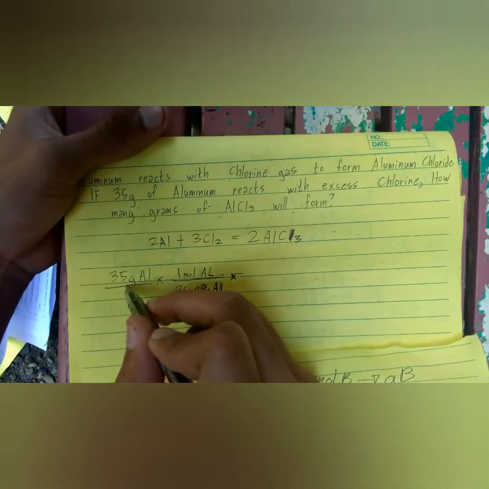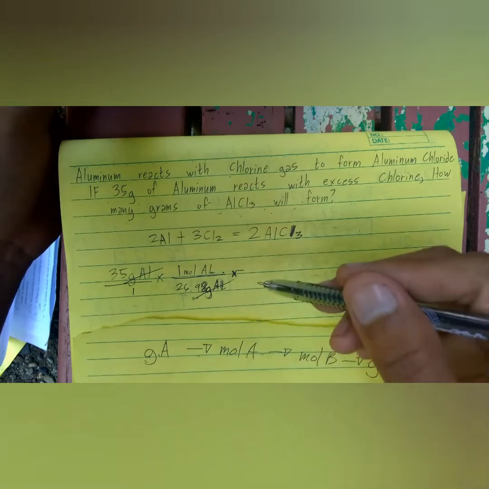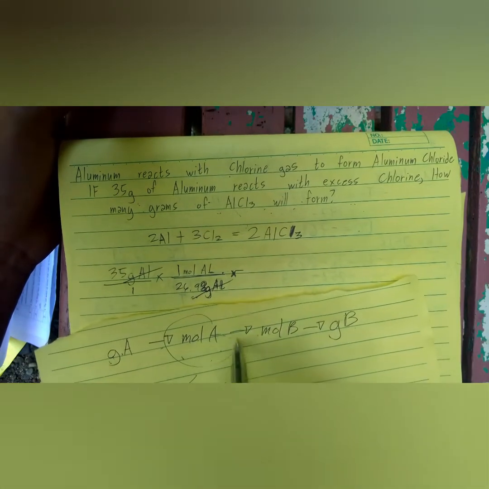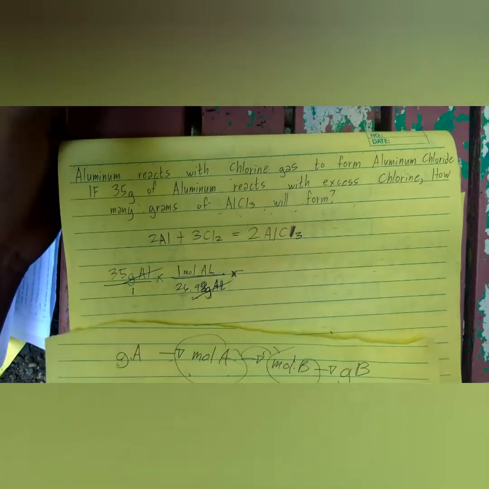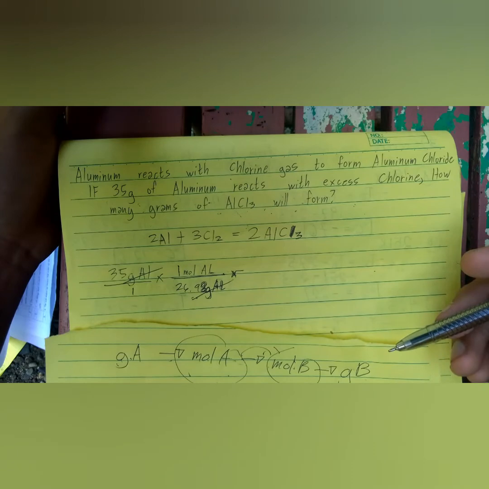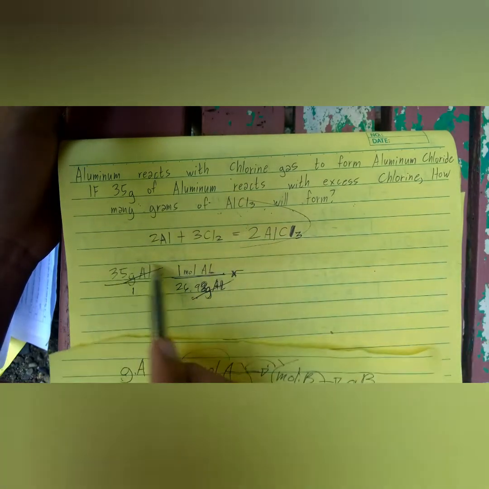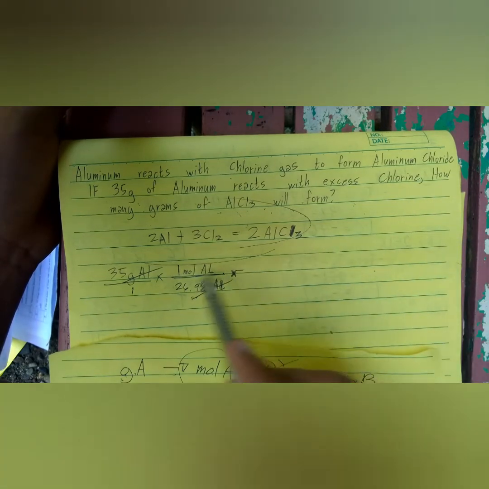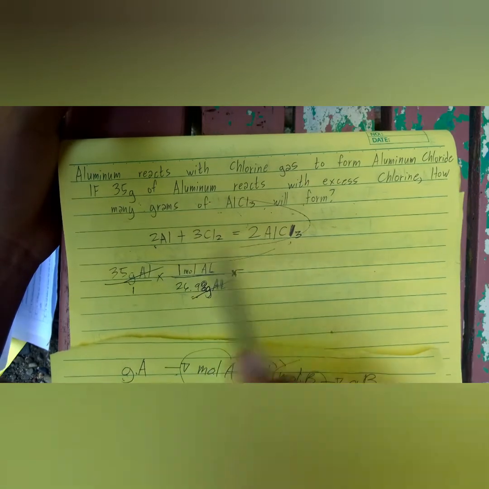Now we can cancel this. Now we have the moles of substance A. As the step says, now that we have the moles of substance A, we are going to convert it to the moles of substance B. How do we do it? You're right. We are now going to look at the chemical equation. So, how many moles of aluminum react to produce aluminum chloride?